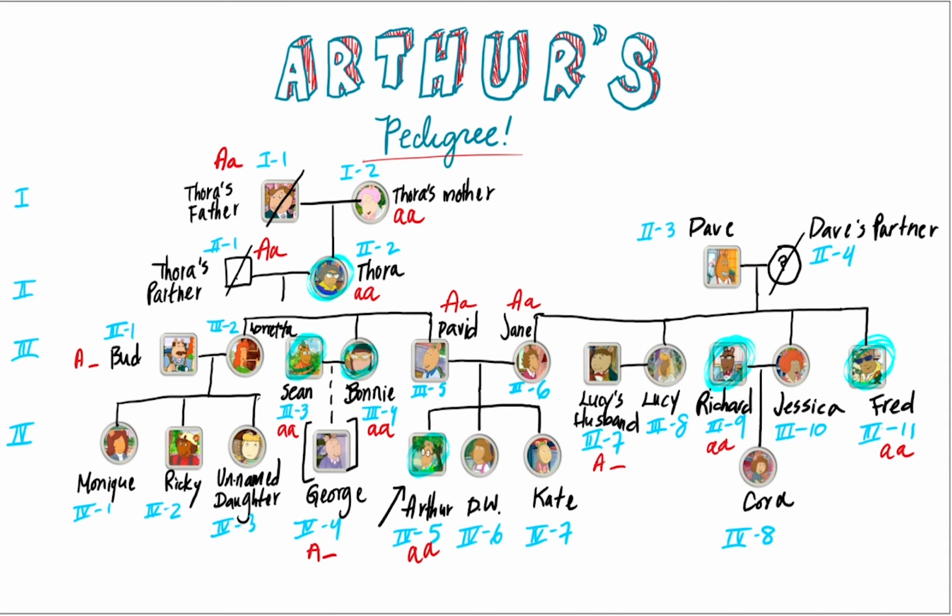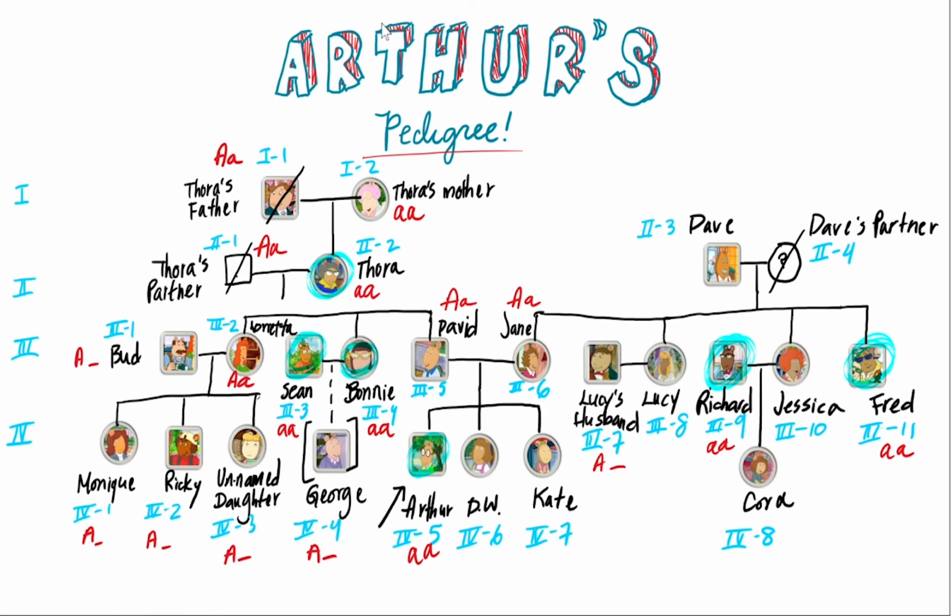The same goes for Lucy and Loretta's partners. Loretta must be heterozygous since she wears glasses and her parents are heterozygous and homozygous recessive. Loretta and Bud's children are marked with A_ since their parents' alleles can combine to be either homozygous dominant or heterozygous. Arthur's maternal grandparents are a little bit harder to figure out.